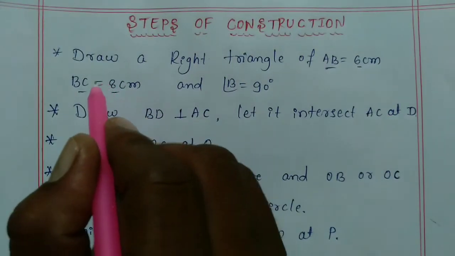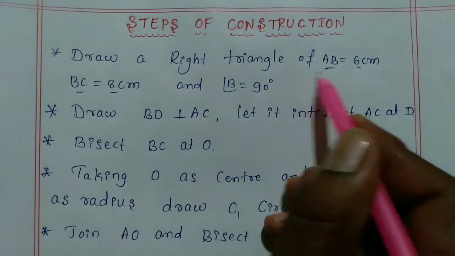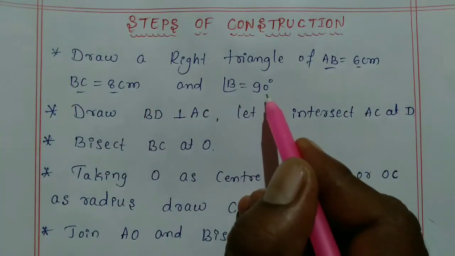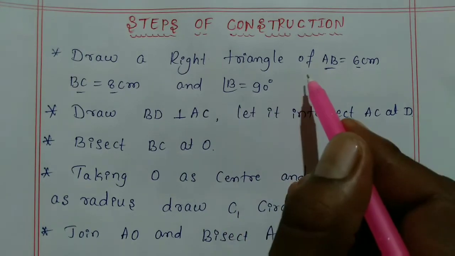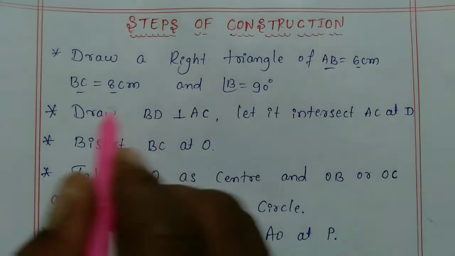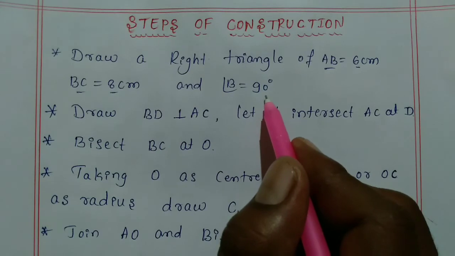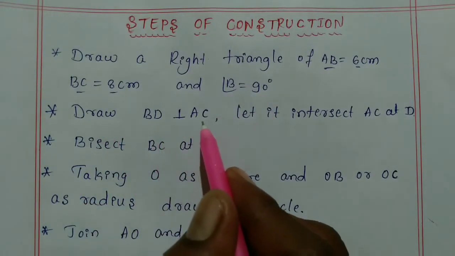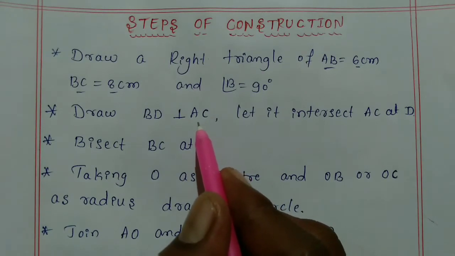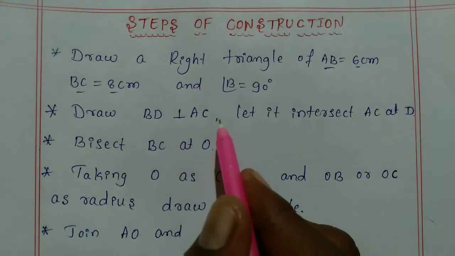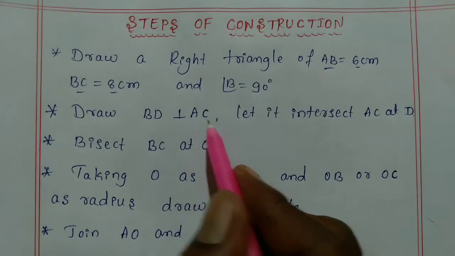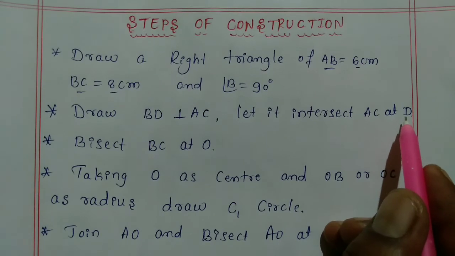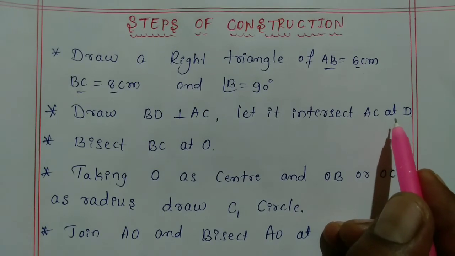Next, steps of construction: you can draw right triangle ABC with AB equal to 6 cm, BC equal to 8 cm and angle B is 90 degree. After that you can draw BD perpendicular to AC. From B vertex you can draw BD perpendicular to AC, let it intersect AC at D. You can call this one as D, and you can join BD.